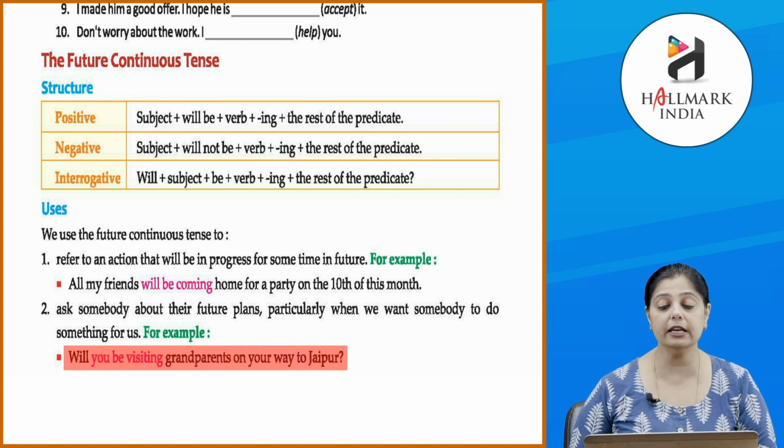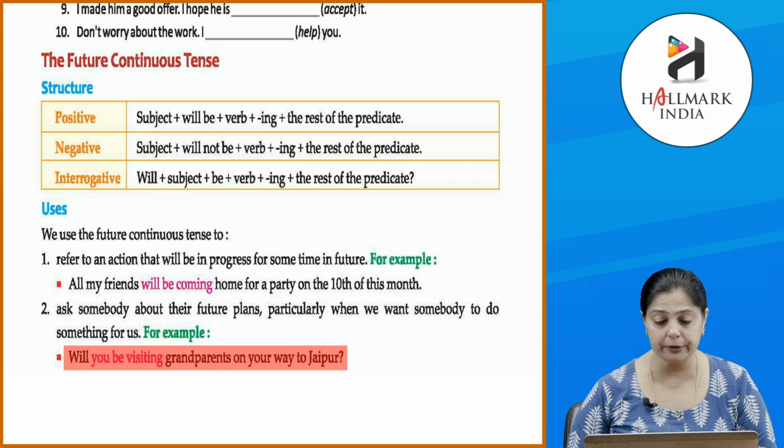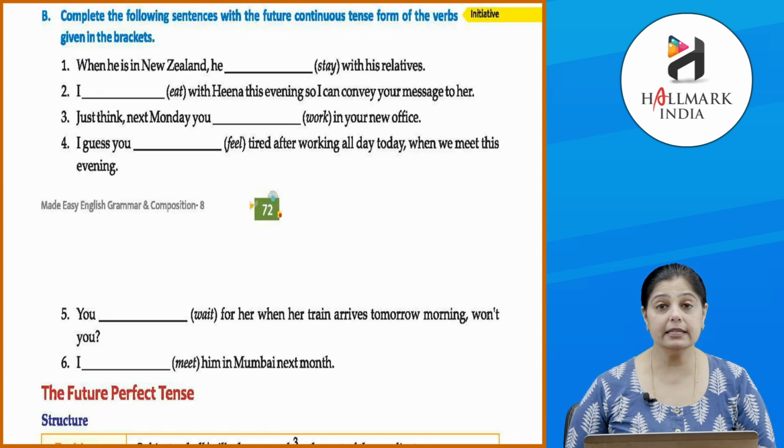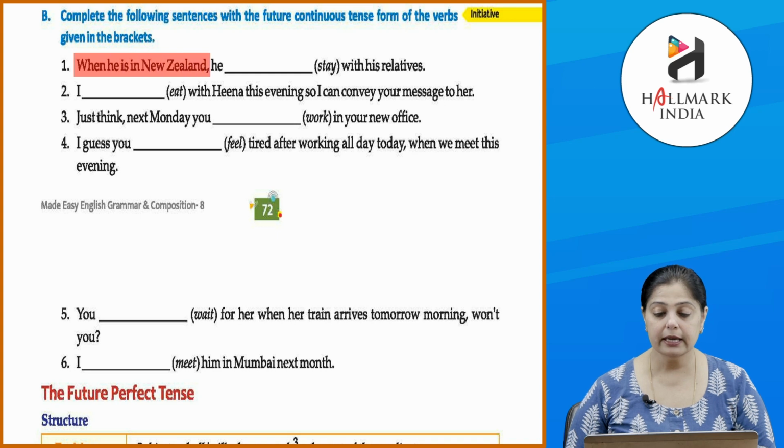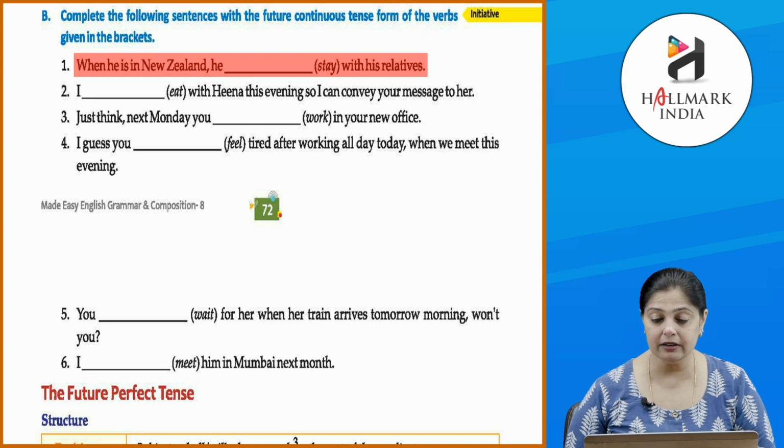So here we are asking about the future plan, कि क्या तुम जयपुर जाते वक्त अपने grandparents से मिलके जाओगे? Okay? Now, let's complete the following sentences with the future continuous tense form of the verbs given in the brackets. When he is in New Zealand, he dash with his relatives. So, यहाँ पे हम क्या use करेंगे? When he is in New Zealand, he will be staying with his relatives.